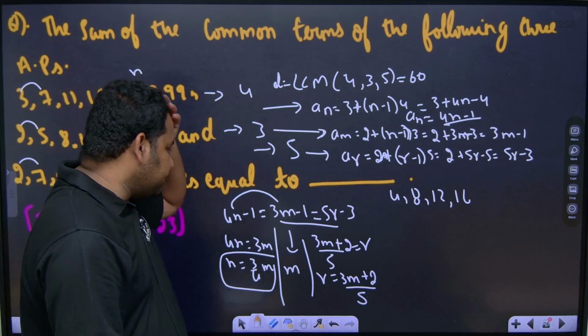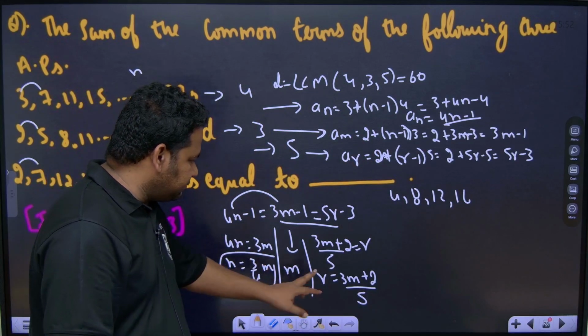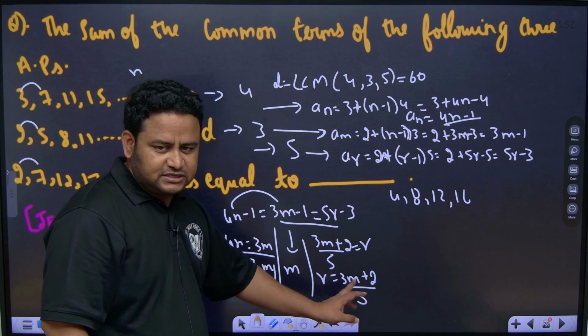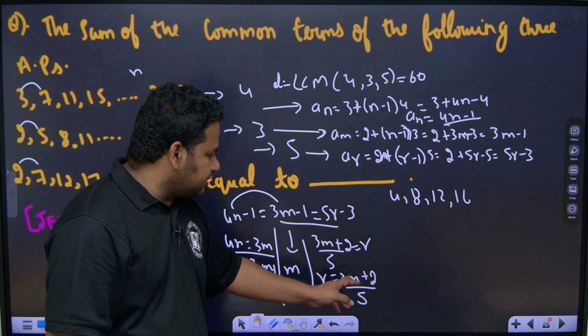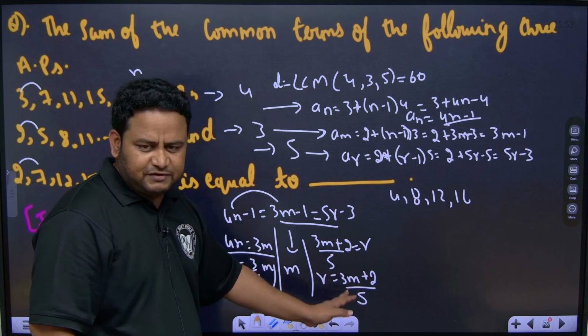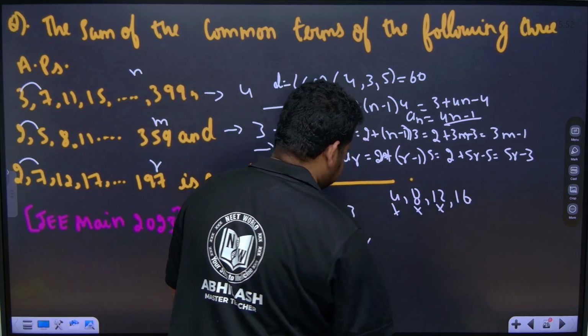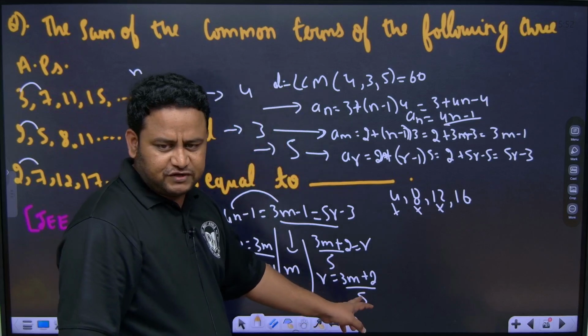So this will become what? If I take 8, this will be fine, this will also be fine. We should consider only this one. 3 8s are 24, 24 plus 2 is 26, 26 by 5 not possible. 12, 12 3s are 36, 36 plus 2 is 38, 38 by 5 not possible. So this and this not possible. Let us consider 16, 16 3s are 48, 48 plus 2 is 50, 50 by 5 is 10.